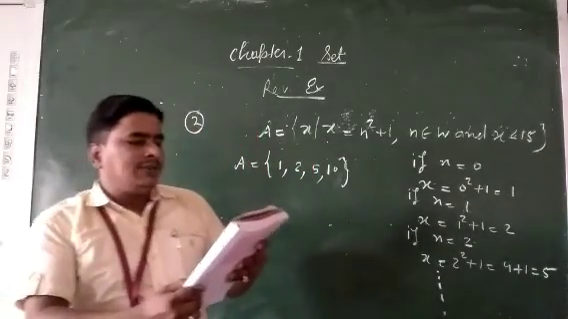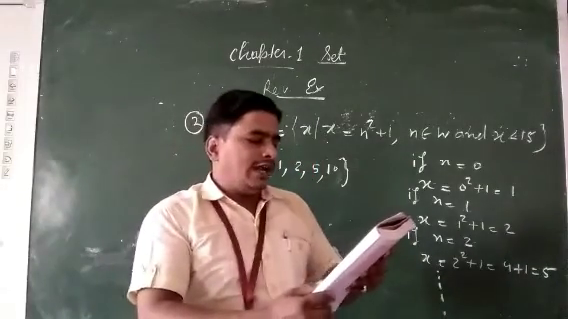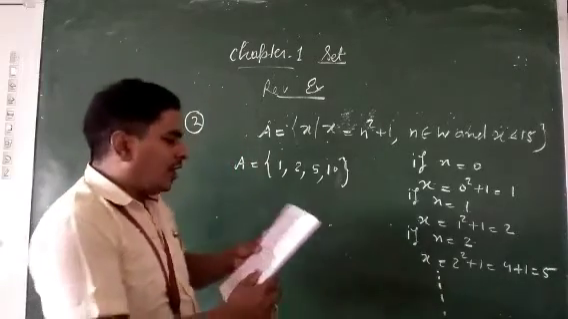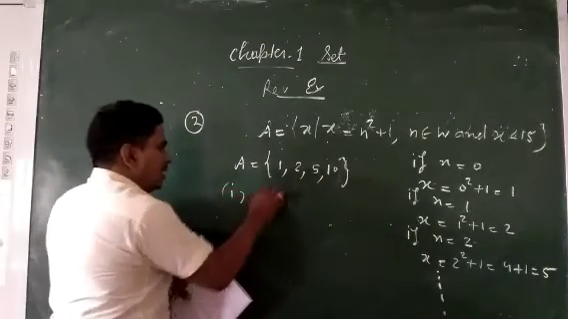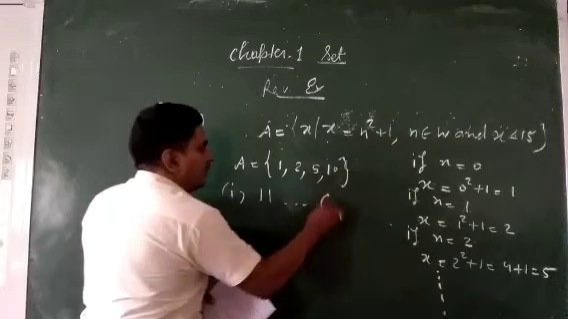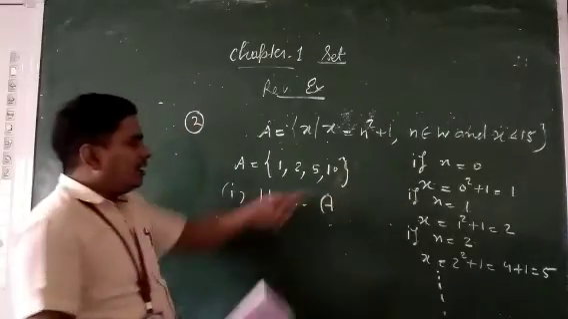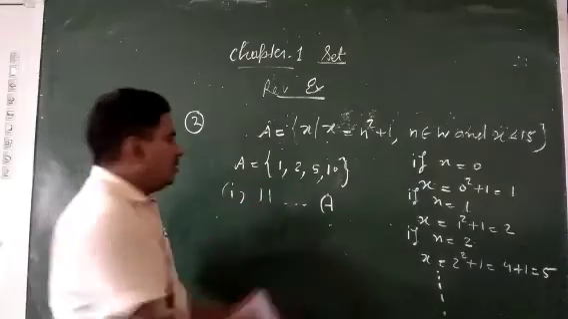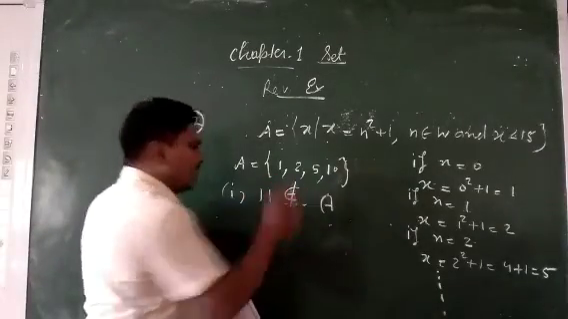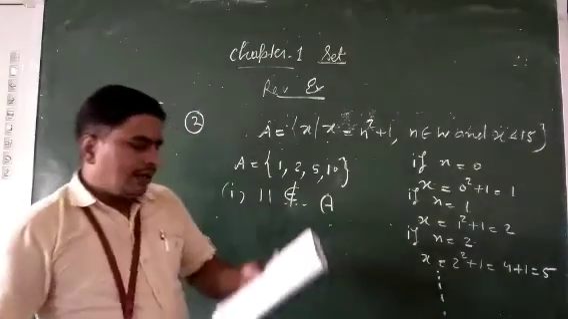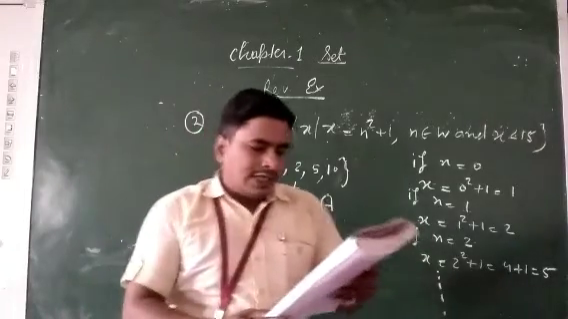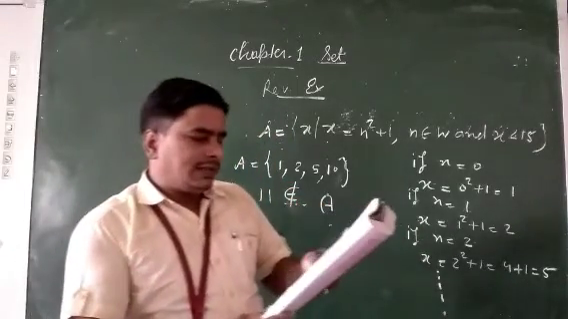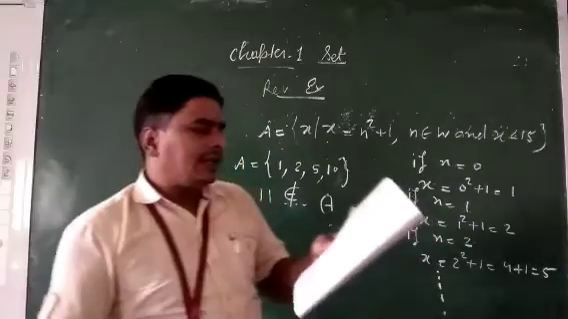Now, what is the question? Fill in the blanks using epsilon or epsilon naught. 11 is an element of set A, or not an element of set A. See here, the element is not present in this set. So we put this sign here, epsilon naught. Clear? Some more sets are given; we will try to solve them. One more question I will tell.